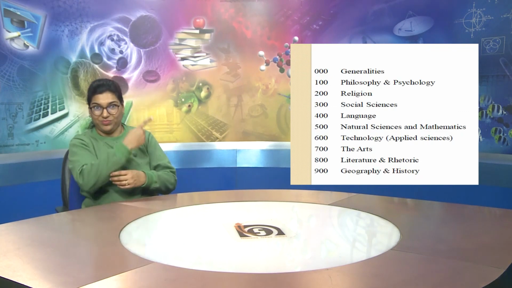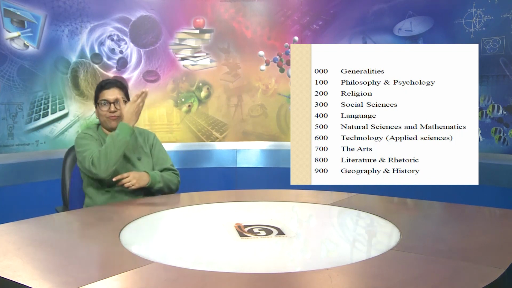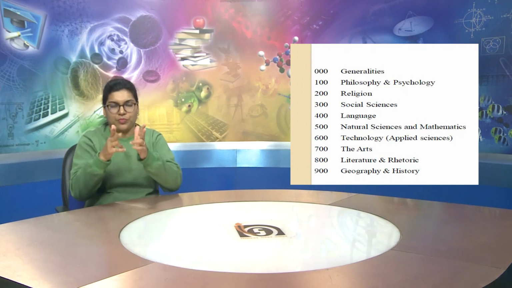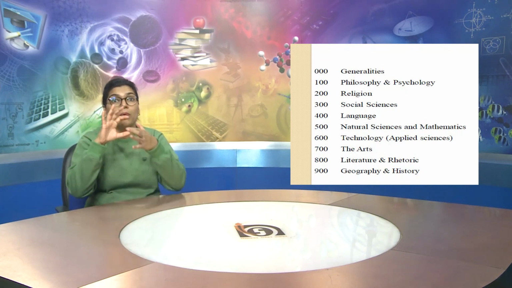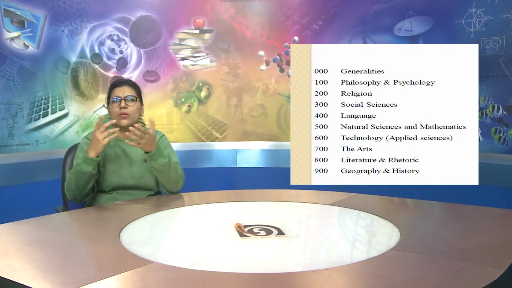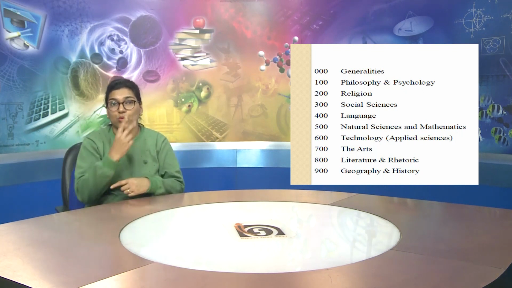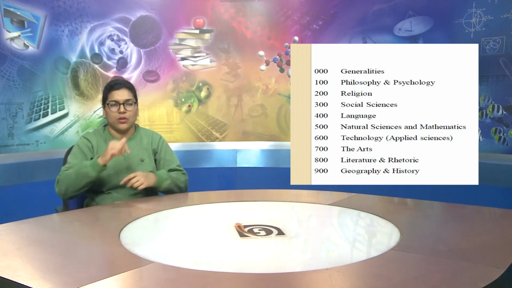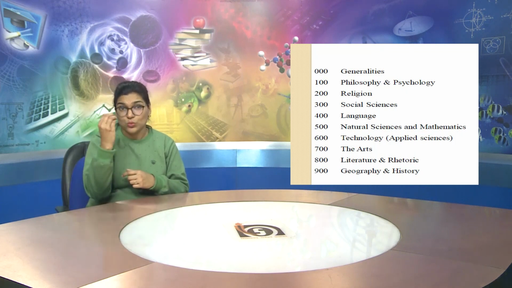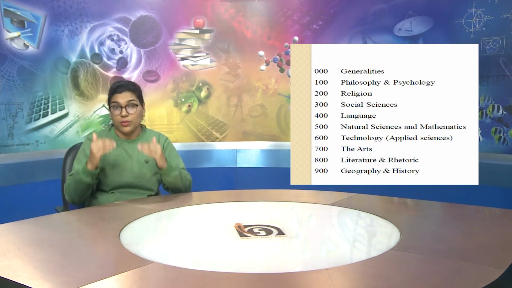Here you can see, in the previous slide we had seen only a few examples. Now let us understand them in more detail. On screen you can see some numbers and some subject names. The first number 000 is used for the subject generalities. Then 100 is used for philosophy and psychology. Then 200 is a code which is used for religions. After that 300 is used for social sciences. And then 400 is used for language.